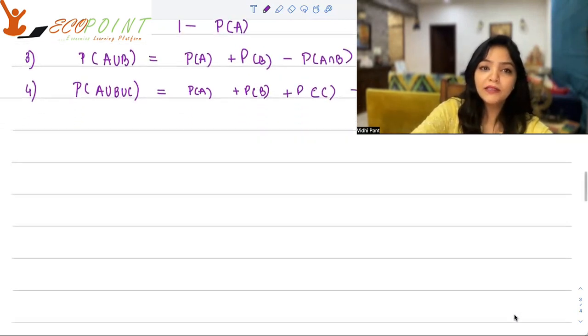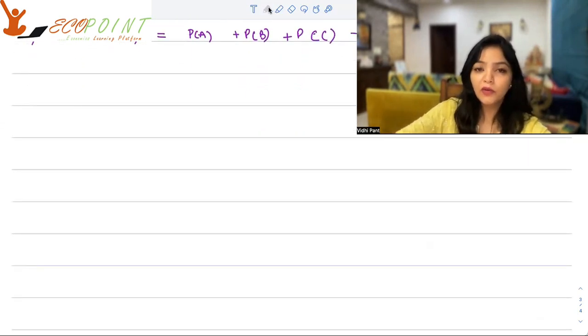Then, when you are learning about basic probability, what is very essential for us to understand is the conditional probability. So I'm going to talk about conditional probability.